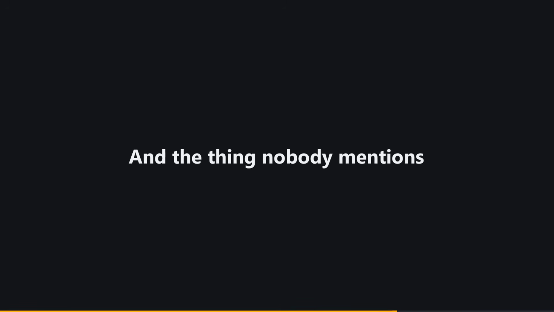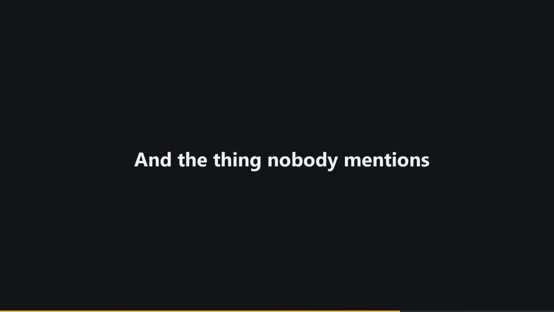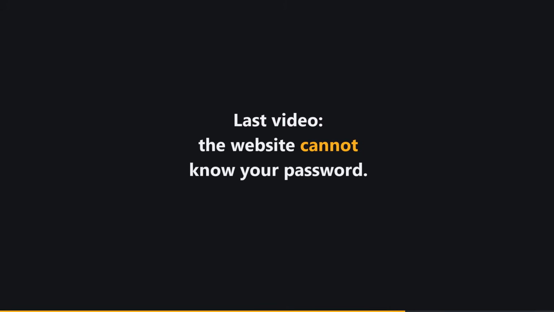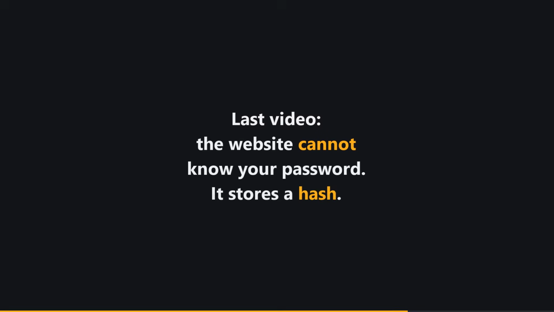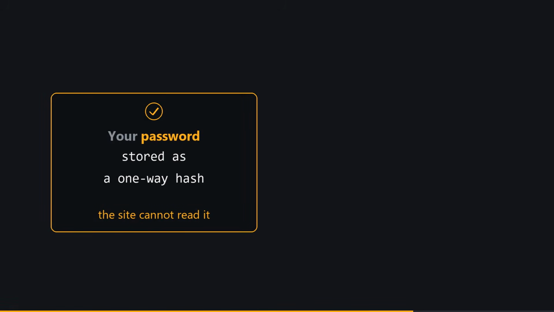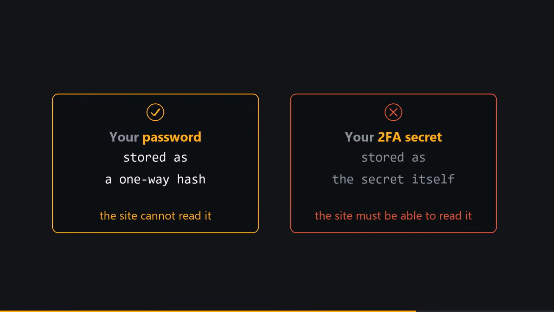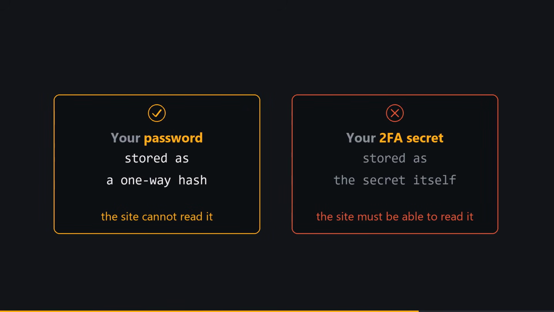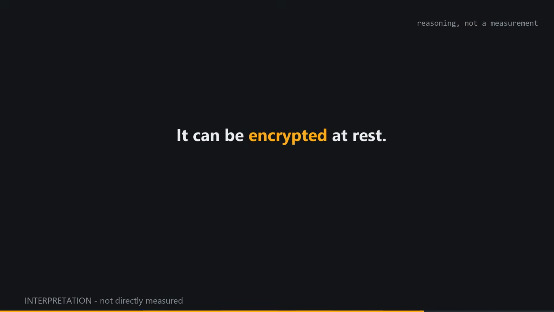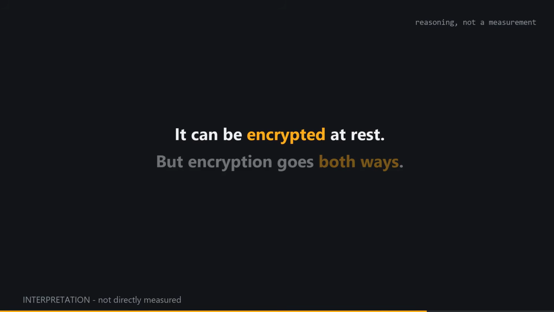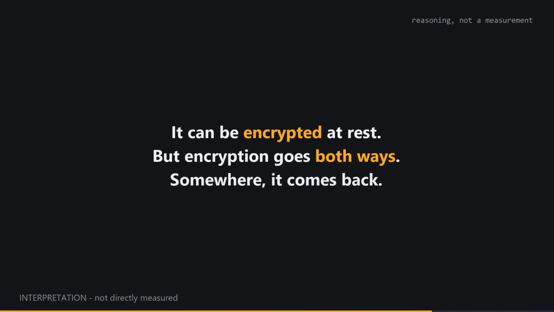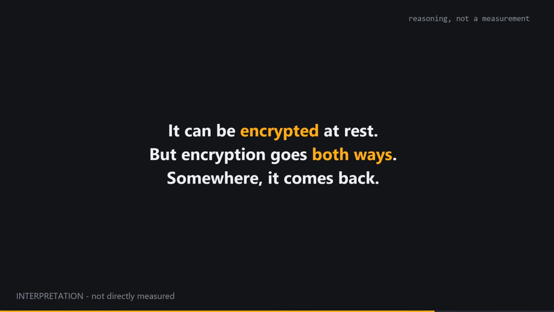And there is a second thing, which almost nobody mentions. The last video showed that a website cannot tell you your password because it never stored one. It stored a hash, and a hash only goes one way. Your two-factor secret is not like that. The server has to compute the same code you do, so it has to have the actual secret, not a one-way version of it. A good server encrypts it, but encryption is a door that opens in both directions, and a hash is a door that does not. Somewhere in that system, the secret comes back out.